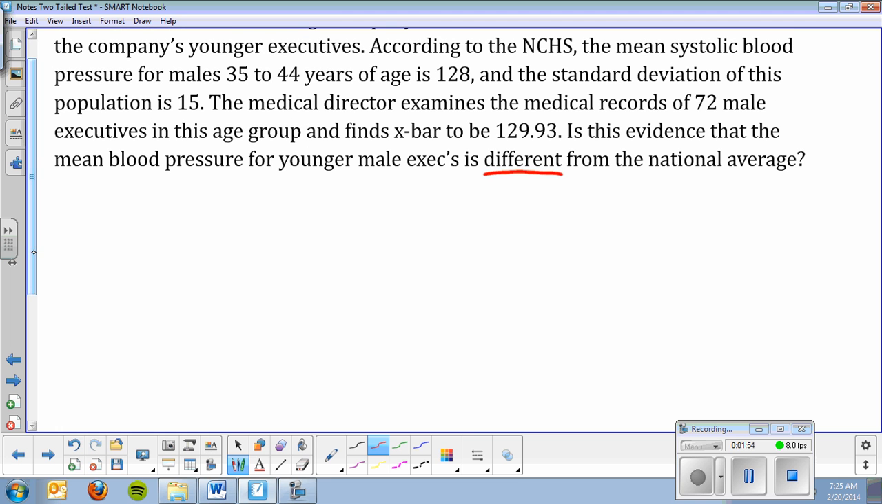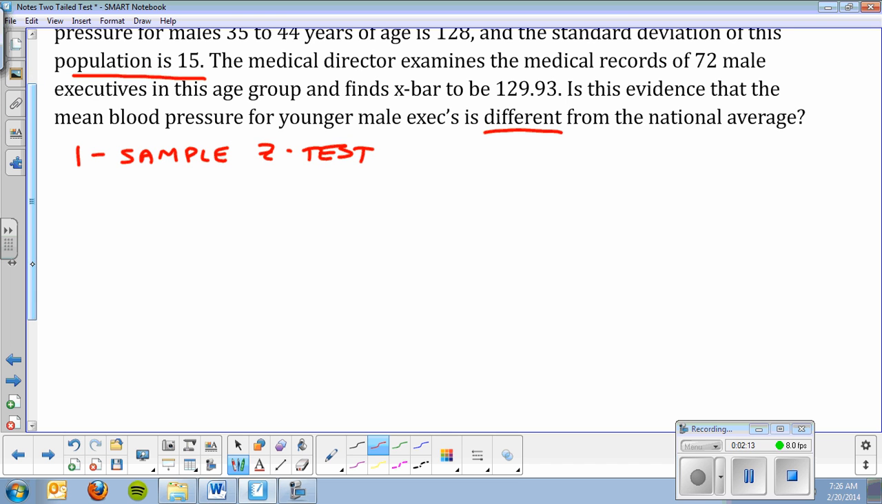We start off by identifying what type of test. Since the population standard deviation is 15, that's sigma, this is a one sample z-test. So we first want to have an idea of what type of test we're going to conduct. Then we run through the hypotheses.